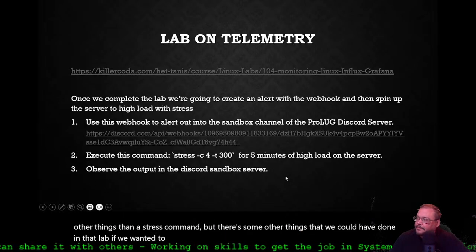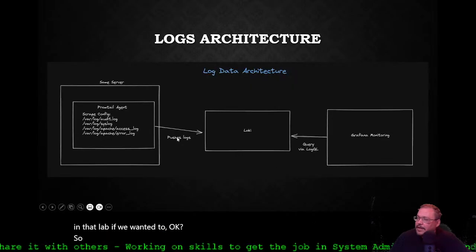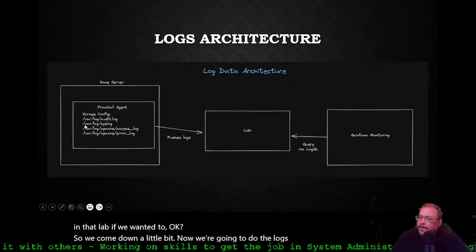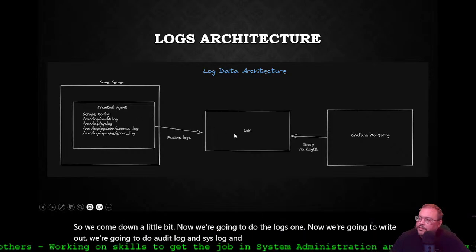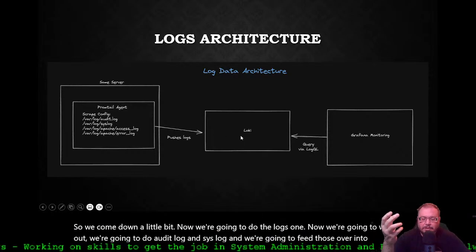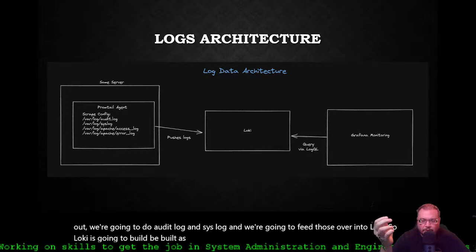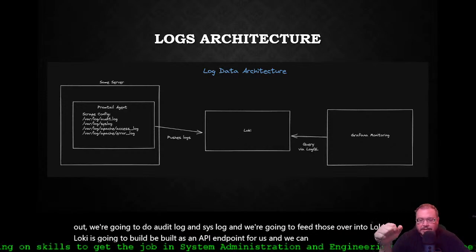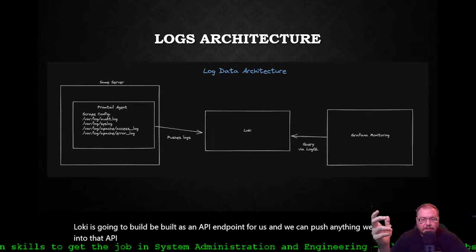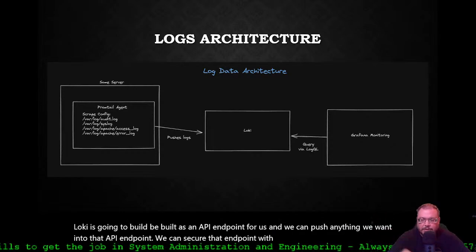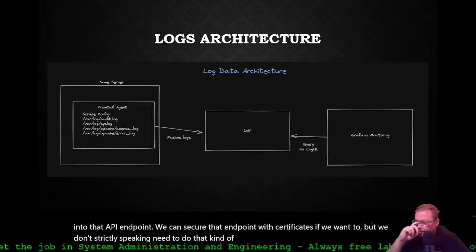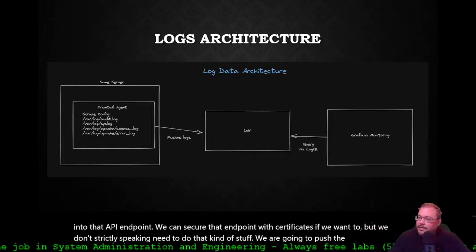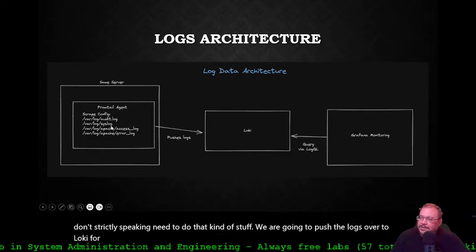Okay. So we come down a little bit. Now we're going to do the logs one. Now we're going to write out the audit log and syslog, and we're going to feed those over into Loki. So Loki is going to be built as an API endpoint for us. And we can push anything we want into that API endpoint. We can secure that endpoint with certificates if we want to, but we don't, strictly speaking, need to do that kind of stuff. We are going to push the logs over to Loki for the audit log and the syslog.